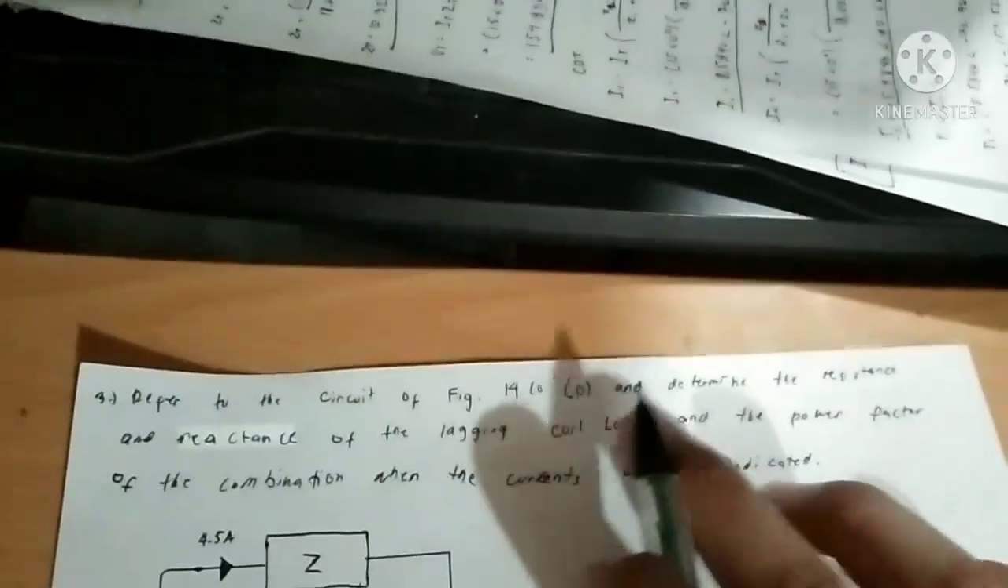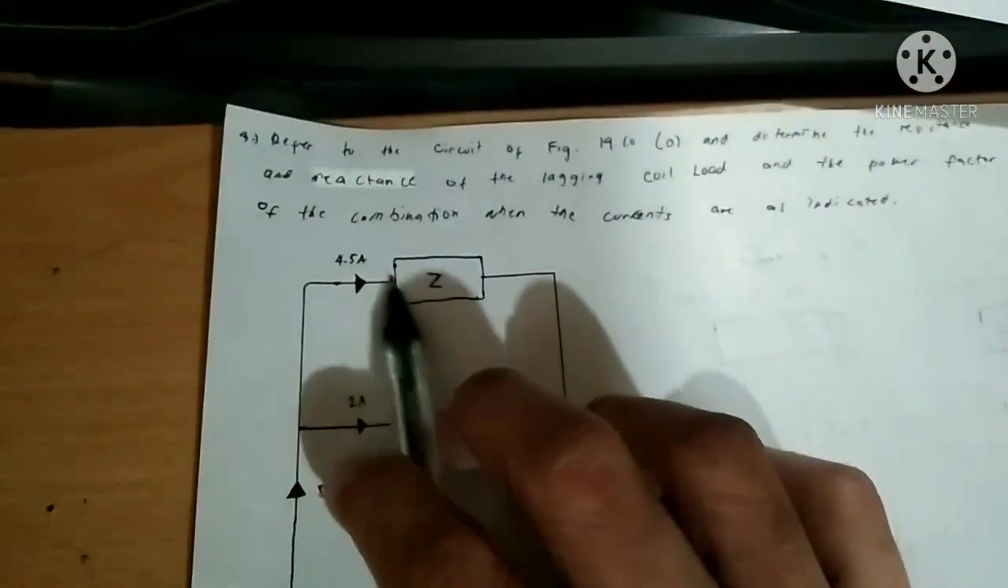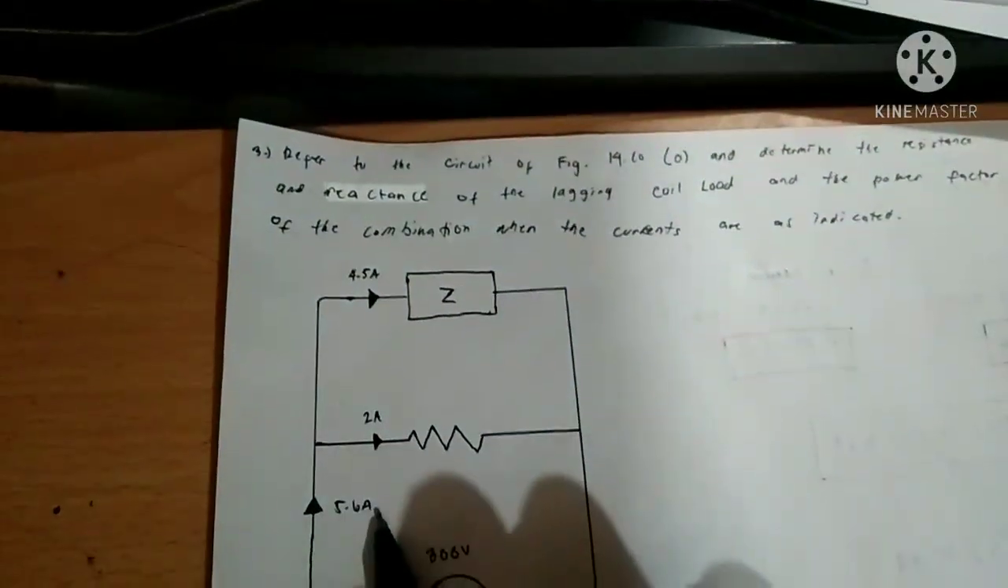Refer to the circuit of figure 14.10a and determine the resistance and reactance of the lagging coil load and the power factor of the combination of the currents as indicated. So this is the figure. The currents are 4.5 A, 2 A, and 5.6 A. So there are 3 currents. So this is the whole circuit.